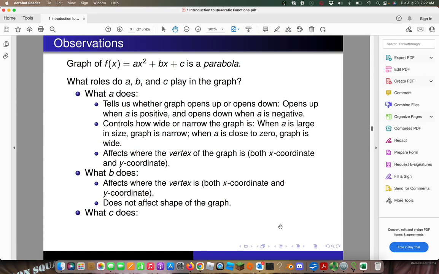So let's think about what C does. C actually doesn't seem to do a whole lot, right? It determines where the vertex is, but only vertically. If I change the value of C, it only moves the graph up and down. It can't move the graph to the left or to the right.